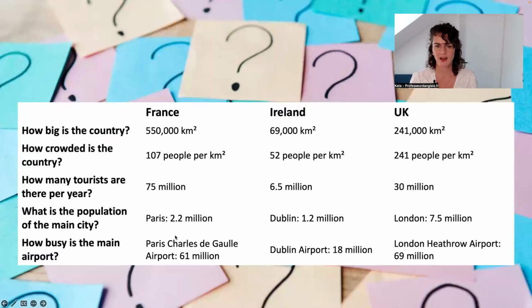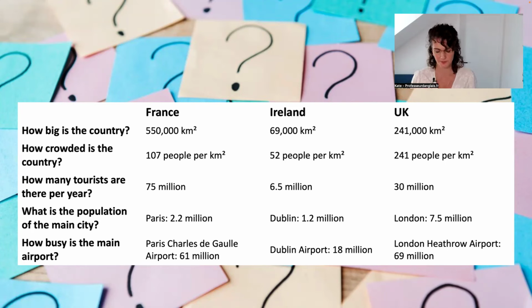Okay, well done. Here I have a table comparing 3 countries, France, Ireland and the UK. The questions that it answers is how big is the country, how crowded is the country, how many tourists are there per year, what is the population of the main city, and how busy is the main airport. So can we use this table to create 3 or 4 sentences that compare these countries using comparatives or superlatives? I'd be interested if you could write 3 sentences and leave your responses in the comments below.